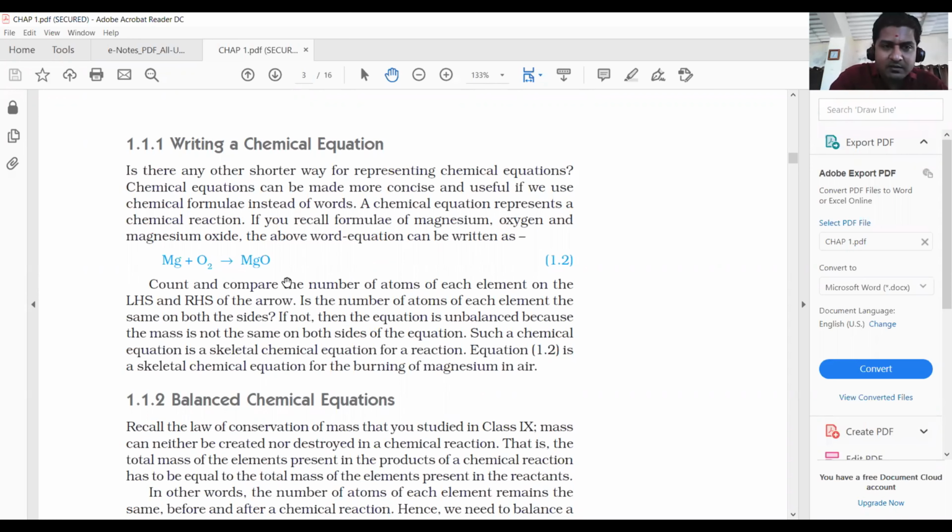So we can write that easily. If you recall the formulas of magnesium, oxygen and magnesium oxide, then the above equation can be written as Mg plus O2 gives MgO.